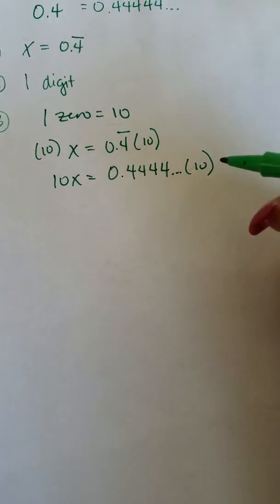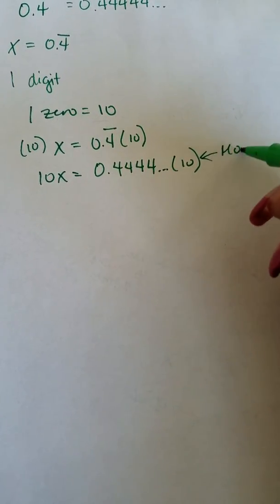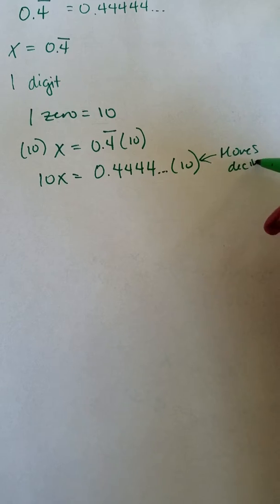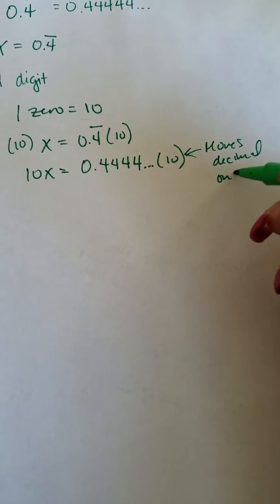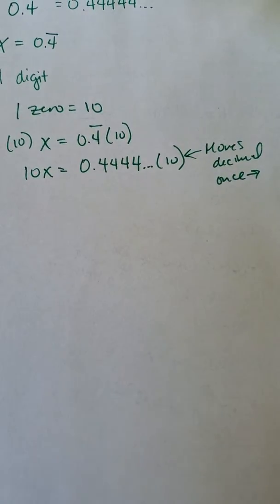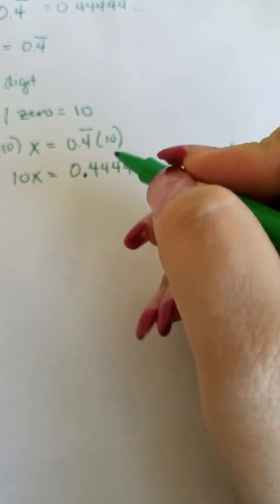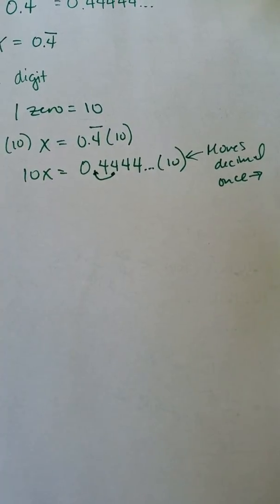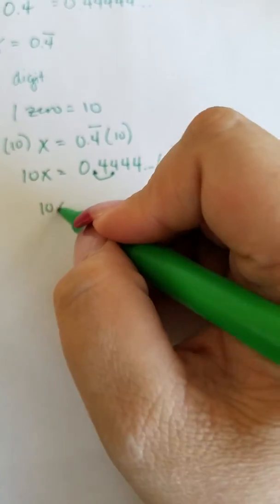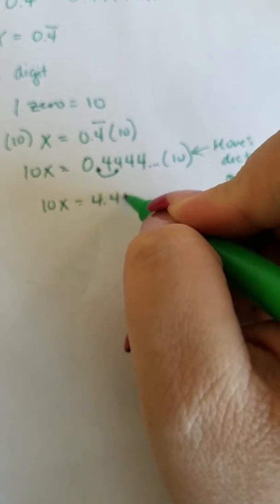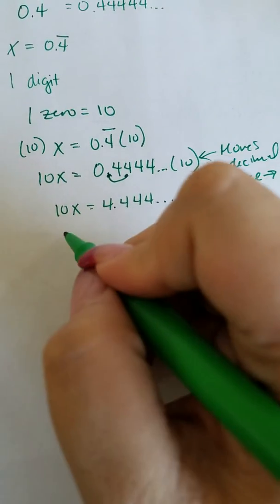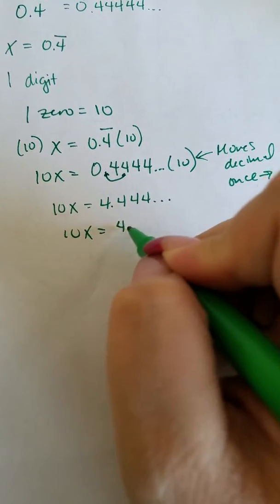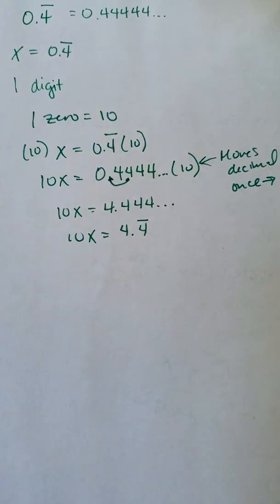Now, if we multiply by 10, this moves the decimal once to the right. So the decimal goes from being behind the 4 to now being between the first and second 4 here. I can rewrite that as 4.444, and then that can be rewritten as 4.4 repeating.